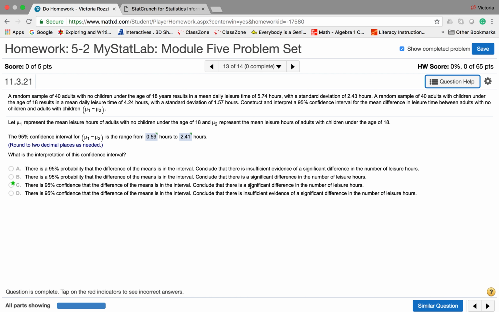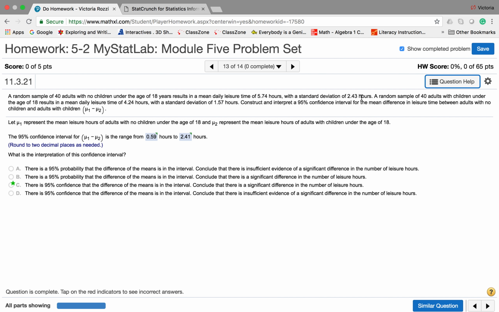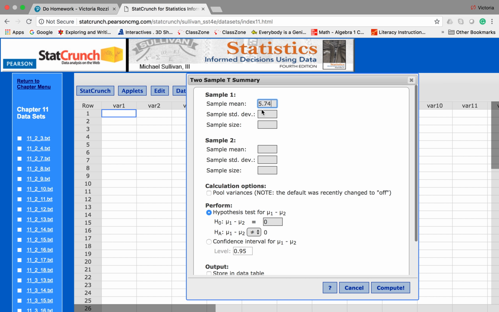So if you look here, they're saying mu1 minus mu2, so it's the mean difference in leisure time between adults with no kids, so they're coming first, and adults with children. So the adults with no kids have a mean of 5.74. So I'm going to put that in, 5.74. They have a standard deviation of 2.43, so I'll put that in, 2.43. And they used 40, I believe, participants for each sample.